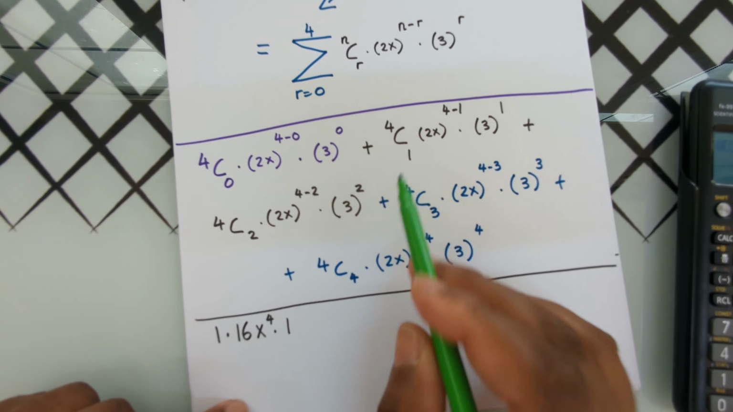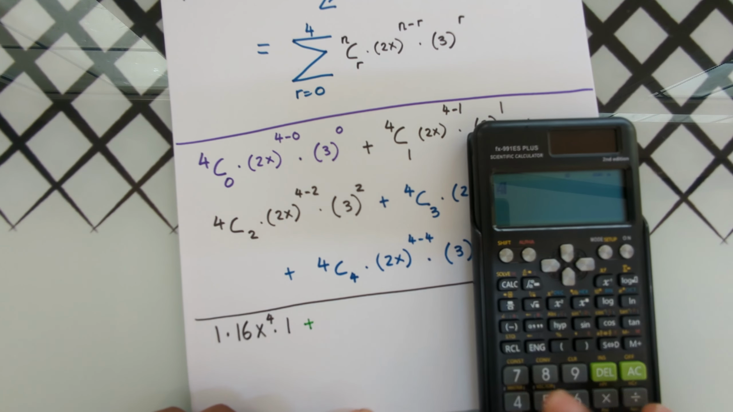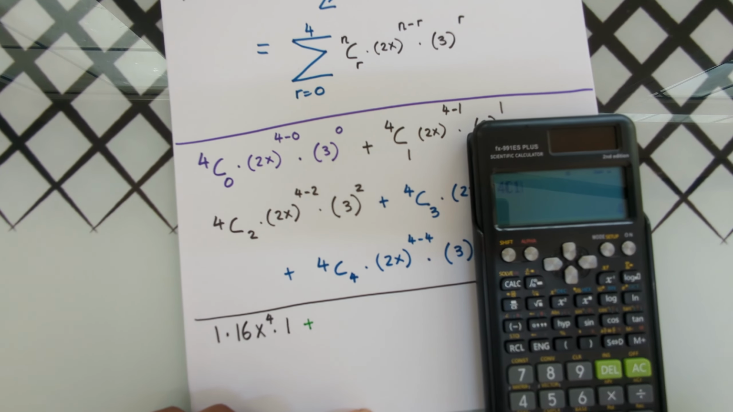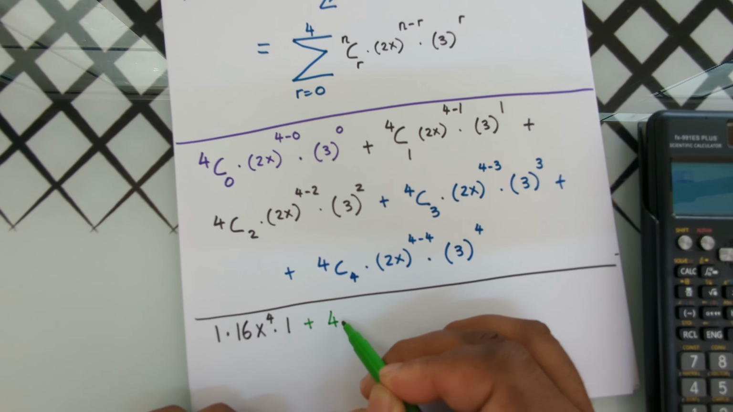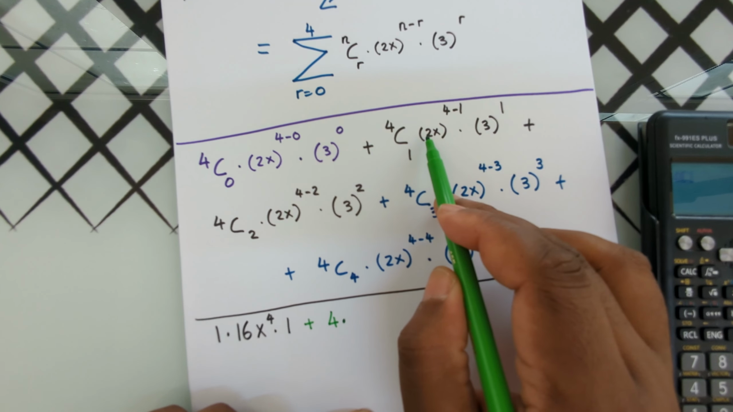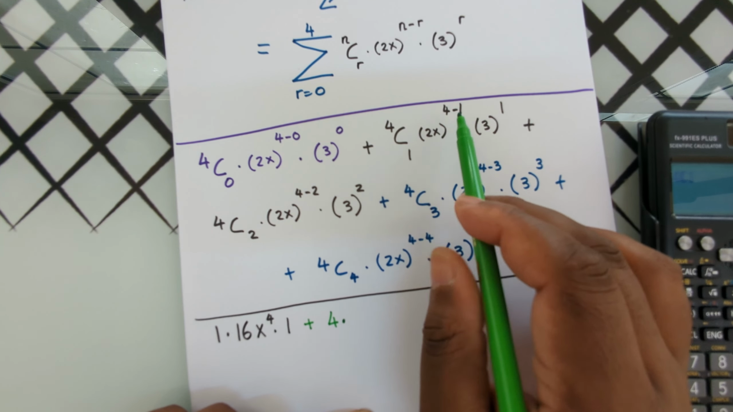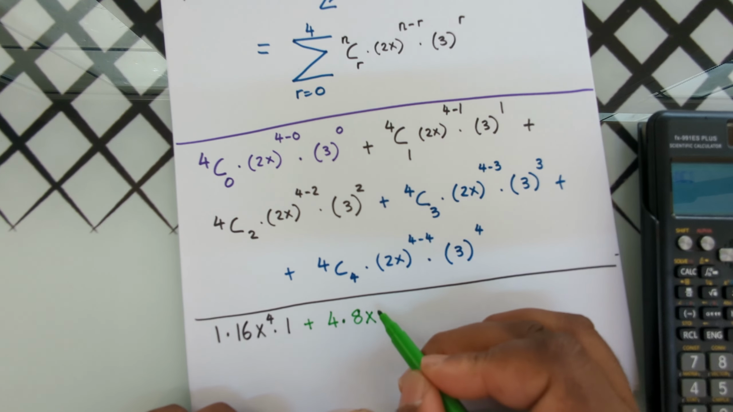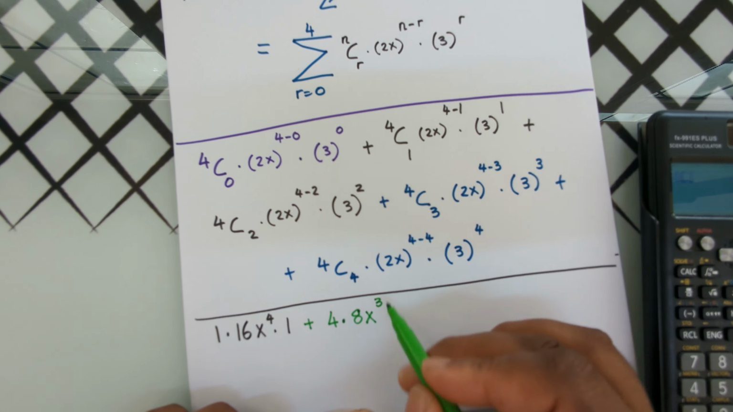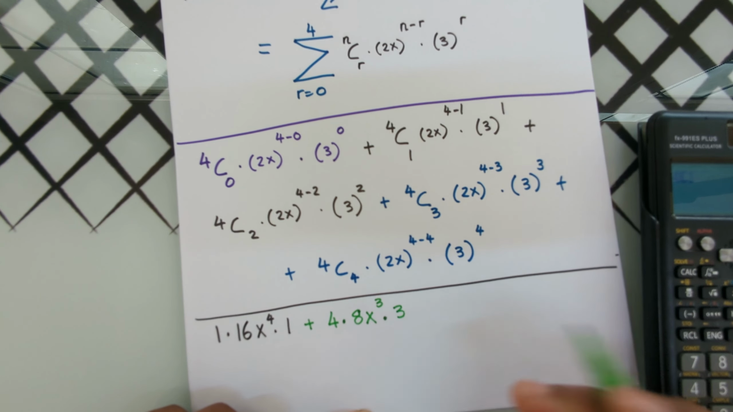The next term will be 4 choose 1. So let's take our calculator, shift, division sign, 1. 4 choose 1, that's 4. So it will be 4 being multiplied by 2x to the power 4 minus 1, that's 3. So 2 to the power 3, that's 8 being multiplied by x to the power of 3 being multiplied by 3 to the power of 1, which is just 3.